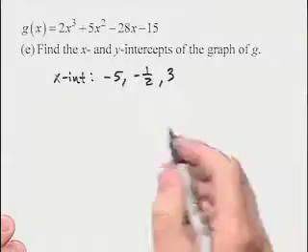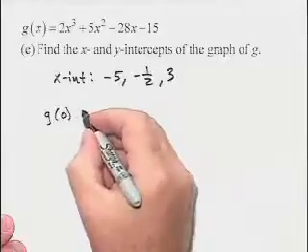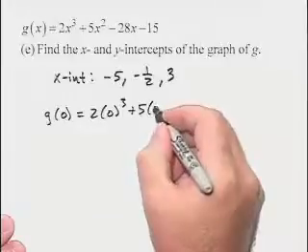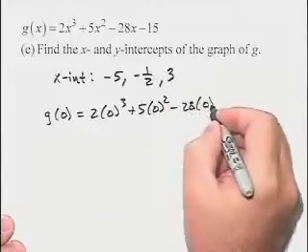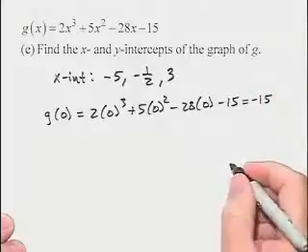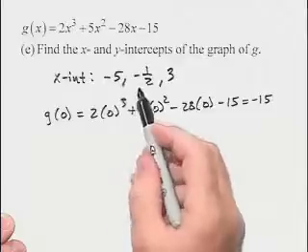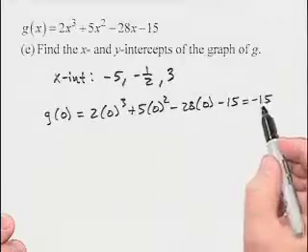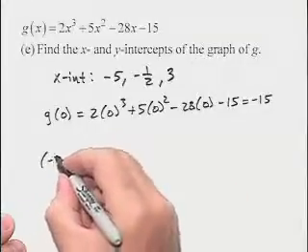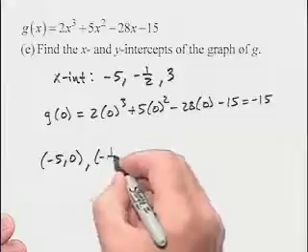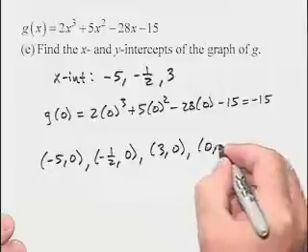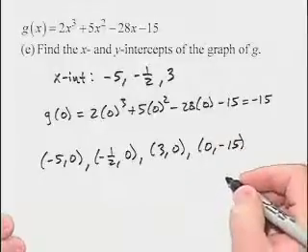To find the y-intercept, we need to evaluate g of 0. g of 0 is 2 times 0 cubed plus 5 times 0 squared minus 28 times 0 minus 15, which is just negative 15. So our x-intercepts are negative 5, negative 1/2, 3. Now our y-intercept is negative 15. If we want to write ordered pairs, the intercepts would be negative 5, 0; negative 1/2, 0; 3, 0; and 0, comma, negative 15.